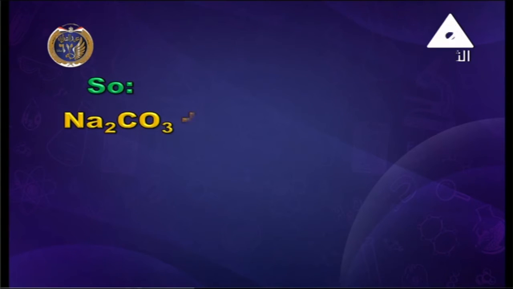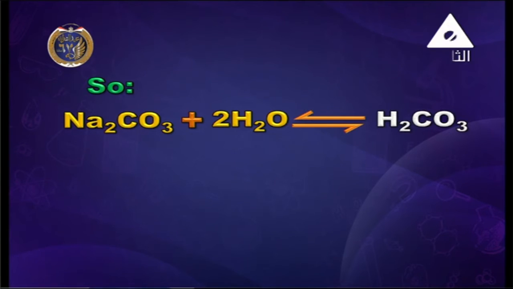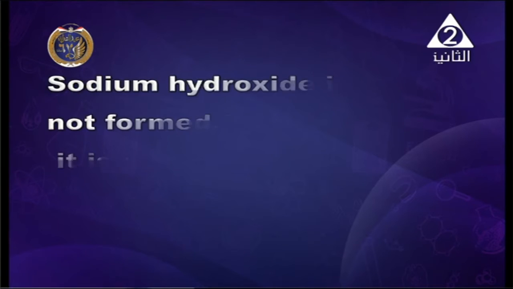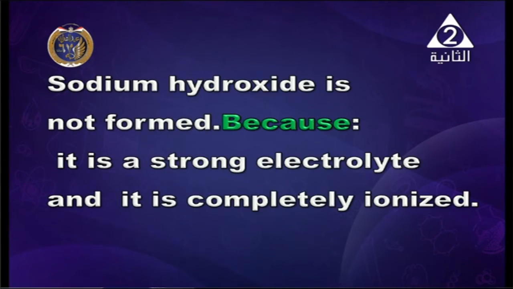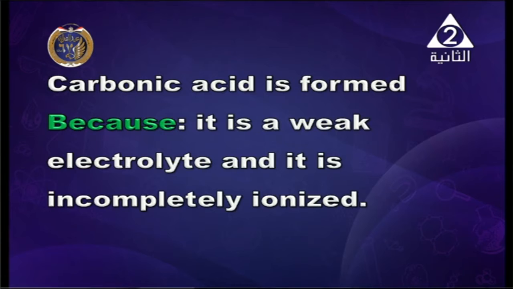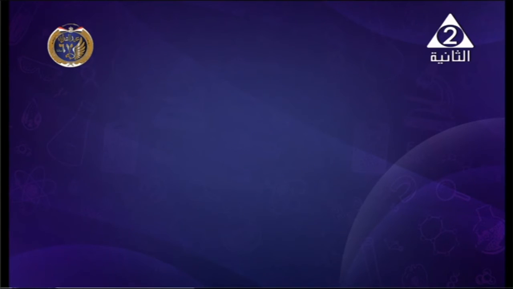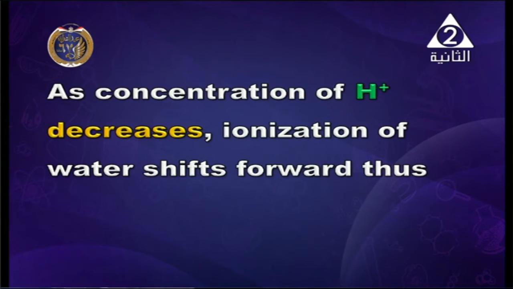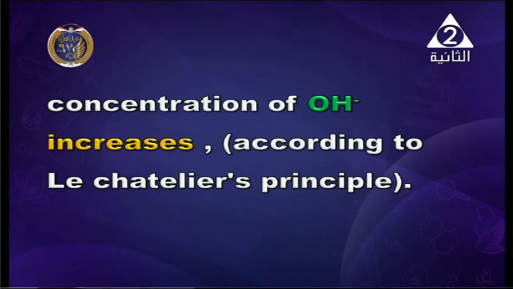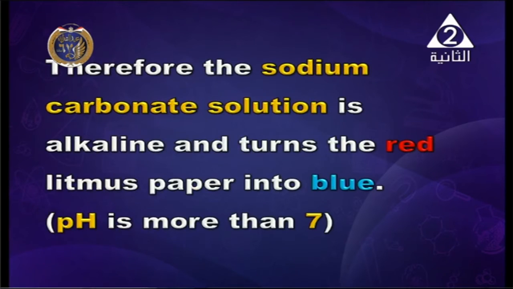Here, sodium carbonate with water gives carbonic acid, which is formed as it is a weak acid, and the sodium ion and hydroxide are present as a strong electrolyte, strong base. So sodium hydroxide is not formed because it's a strong electrolyte and completely ionized, and carbonic acid is formed because it is a weak acid and weak electrolyte and incompletely ionized, so the concentration of H positive decreases and ionization of water shifts forward. Thus, the concentration of OH negative increases according to Le Chatelier principle. Therefore, sodium carbonate solution is alkaline, turns red litmus into blue, and pH is more than 7.